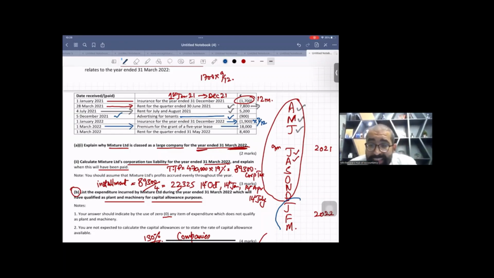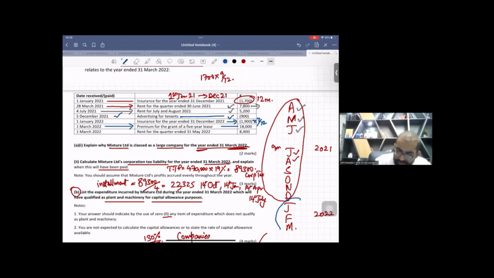Listen to my voice. Premium is always taxed on receipt basis. Yes, excellent. Somebody's just texted. Premium is taxed on receipt basis, for companies and individuals both.